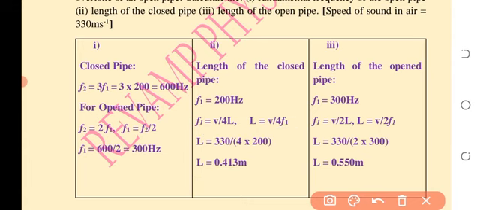And also for the third part of the question, the length of the open pipe, we know that the fundamental frequency for the open pipe is given as F1 equal to V over 2L, making L the subject of the formula. We have this, and substituting our values, V is 330, while our F1 is 300, according to what we did in question one, and our length will be equal to 0.55 meter.